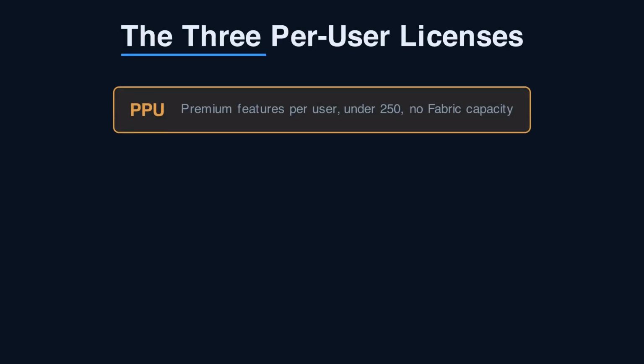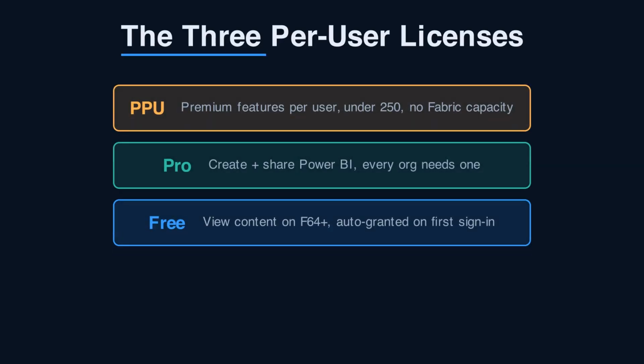On the per-user side, there are 3 licenses. Free is granted automatically the first time you sign in to Fabric, and it lets you view Power BI content, but only when that content sits on a large enough capacity. Pro lets you create and share Power BI content, and every organization needs at least one Pro user. Premium per user, or PPU, unlocks the premium features for one person, and it is the cheapest path when you need those features for fewer than 250 people. One catch: PPU does not give you a Fabric capacity.